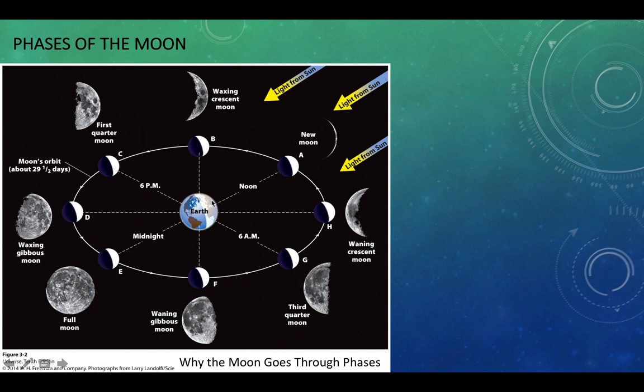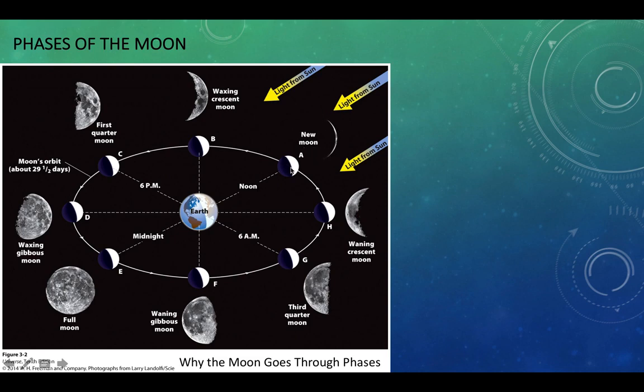So if people are standing here, looking at the moon, they will only be able to see this part of the moon, which is in darkness. And this is what we call a new moon, and you can see it right there. This is how the moon would look.